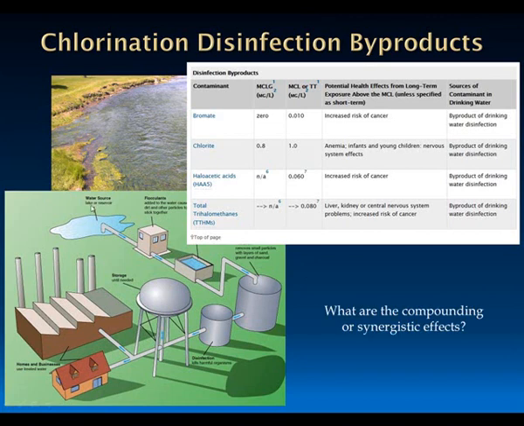So we've talked about a couple of different types of compounds here, and while these disinfection byproducts do have standards, a lot of the hormones and pharmaceuticals do not have standards, and even in the case of these, I and other folks have to wonder, what are the compounding or synergistic effects if we're exposed to low-level concentrations of all these things all the time?